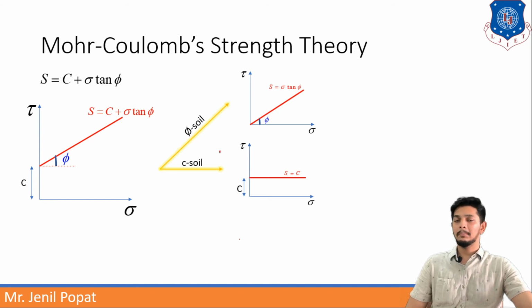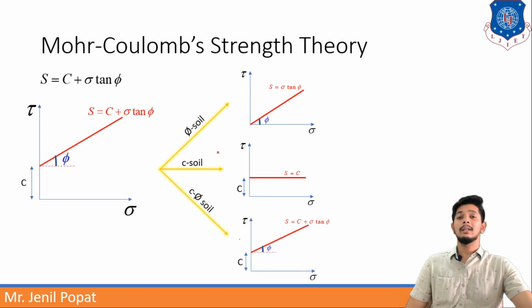It is very simple. But if your soil is a C-phi type of soil, I mean a mixture of cohesionless and cohesive soil, the graph will remain like I explained in the first place. It will have C as well as phi. So S is equal to C plus sigma tan phi. The Mohr-Coulomb strength theory was phenomenal at that time, and it gave very revolutionary outcomes.